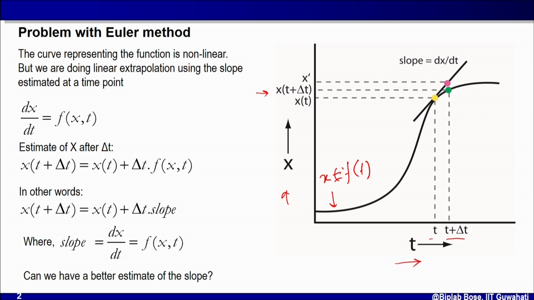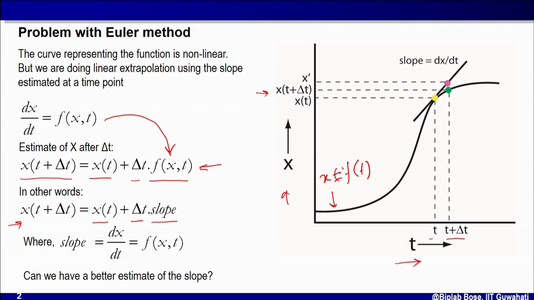In Euler's method, you are estimating the value of x at t plus delta t using this relationship: x at t plus delta t is equal to x at time t plus delta t times the function of x and t. You have got this function from the differential equation. In other words, x at t plus delta t is equal to x at time t plus delta t times the slope, because the derivative of a function at a particular point is nothing but the slope at that point.